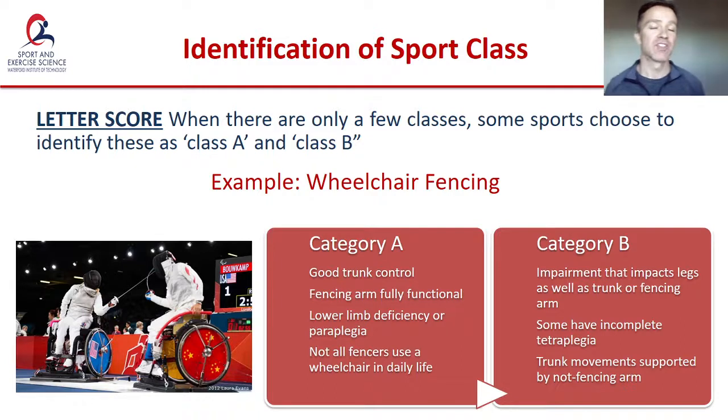There are other sports where we have just a letter that uses the score. So there are only a few cases where we might have Class A and Class B athletes. A good example of that is wheelchair fencing. Category A athletes have good trunk control. Their fencing arm is fully functional. They may have lower limb deficiency or paraplegia, and they may not use a wheelchair in daily life. Category B athletes have an impairment that affects the legs as well as the trunk or the fencing arm. They have some or incomplete tetraplegia, and their trunk movements are supported by the non-fencing arm. So they'll hold on to something to support them because they don't have that good trunk control.